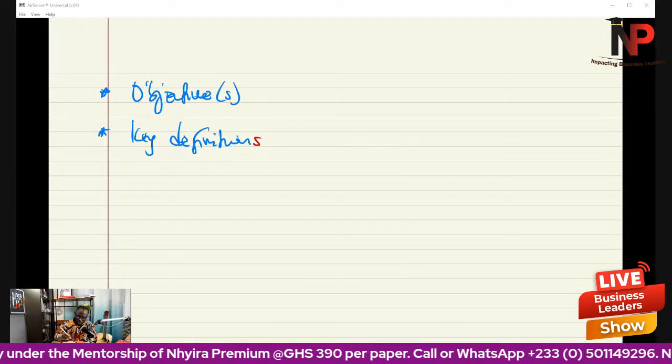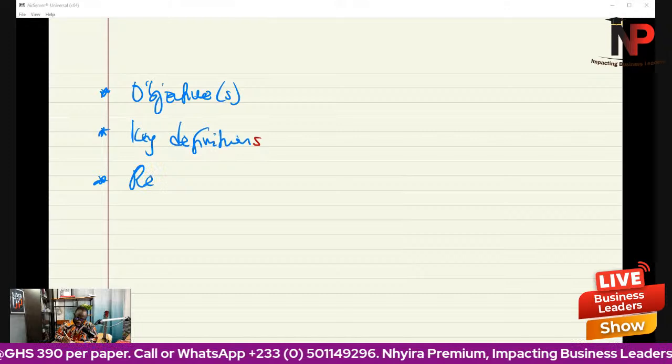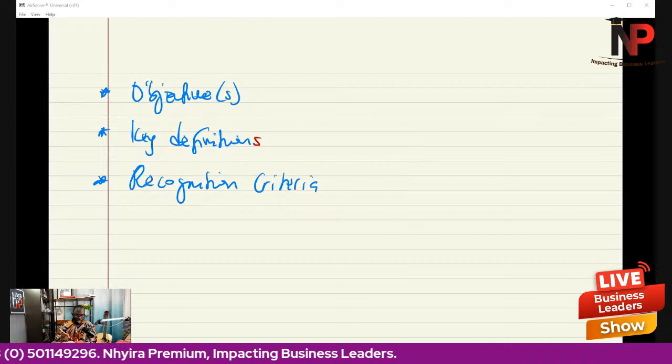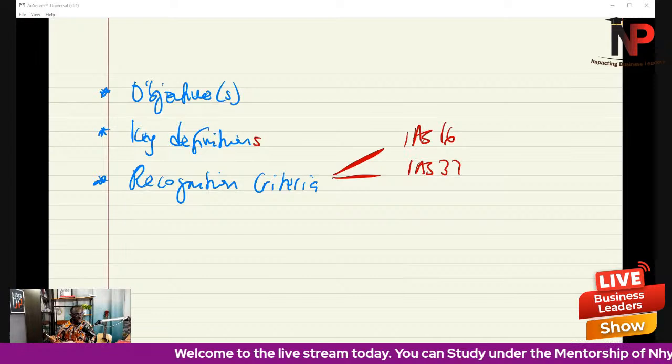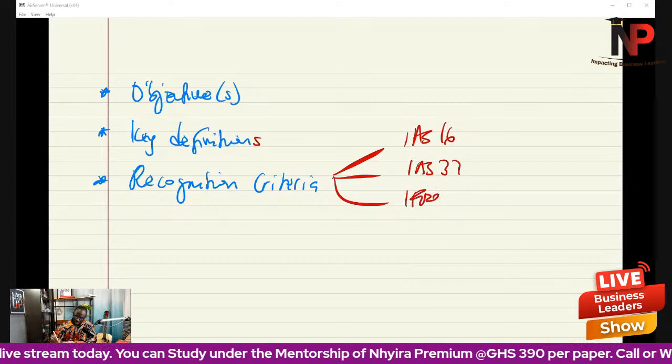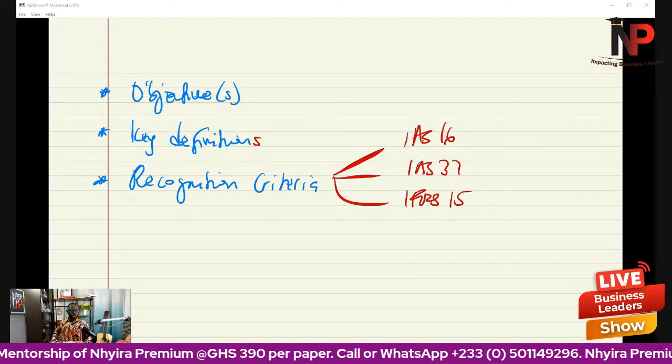Number three will be the recognition criteria, because a couple of the standards have recognition criteria that we need to be aware of as we study. For instance, if you are dealing with IAS 16, there is a recognition criteria. When you are dealing with IAS 37, there is a recognition criteria you have to be aware of. When you are dealing with IFRS 15, revenue from contract with customers, there is a recognition criteria that we must know about.